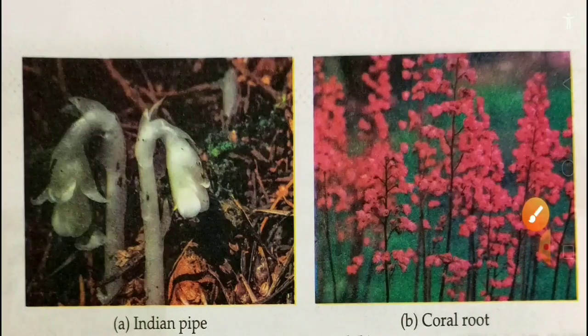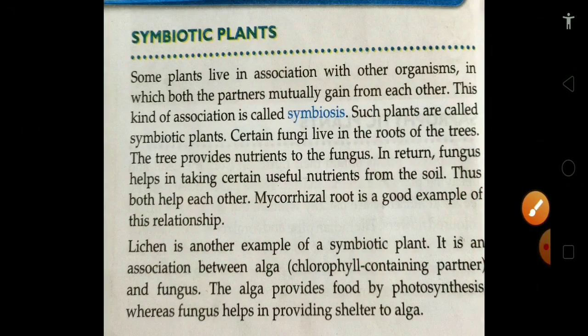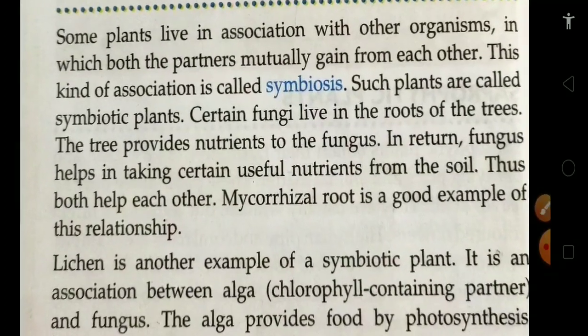This is the example of Indian pipe. Whitish color is there, and the coral root you will see is brightly colored. Okay. After that, symbiotic plants.